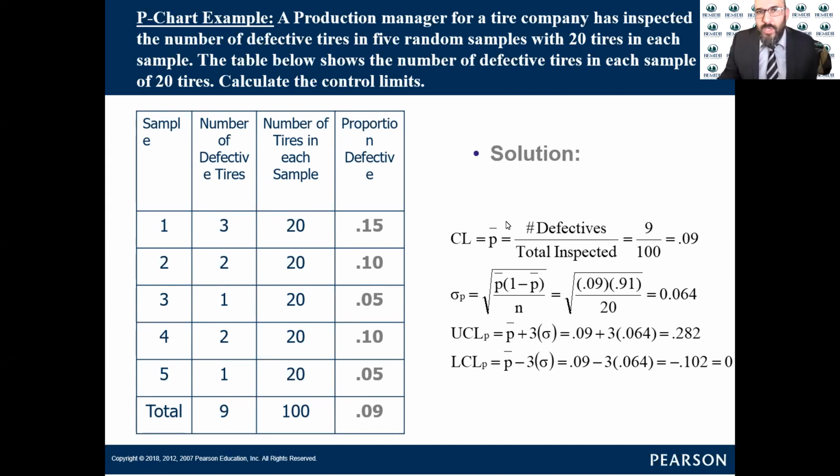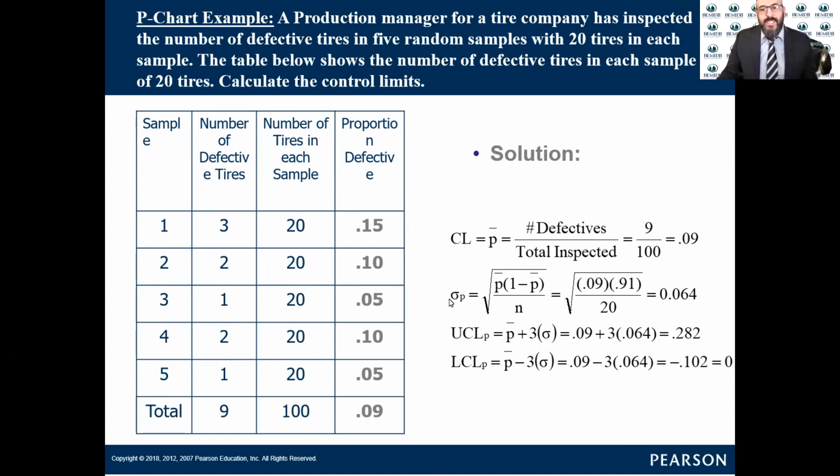So whenever we talk about control charts, remember you need 3 things: center line, upper control limit, and lower control limit. For the center line, the CL would be calculated by finding the total number of defectives, 3 plus 2 plus 1 plus 2 plus 1, that would be equal to 9. Total inspected, how many total inspected? 100. So 9 divided by 100, that would be 9%, or 0.09 as a center line.